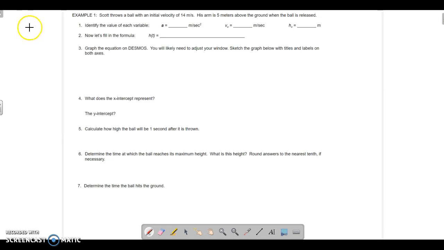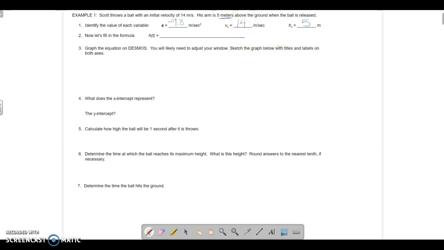So it says Scott throws a ball with an initial velocity of 14 meters per second. His arm is 5 meters above the ground when the ball is released. That's pretty high up, so he must be standing on a platform or something. So identify the value of each variable. A equals, remember A stands for our acceleration. And because everything in here is talking about meters, we're going to be using that negative 9.8. And we'll simplify our equation here in a little bit. But we know A is negative 9.8. The initial velocity, they tell us, is 14. So V naught is 14 meters per second. And then, like we said, it's 5 meters above the ground when the ball is released. So your initial height is 5 meters.